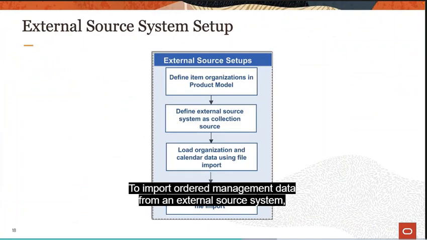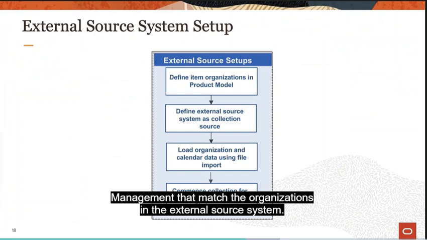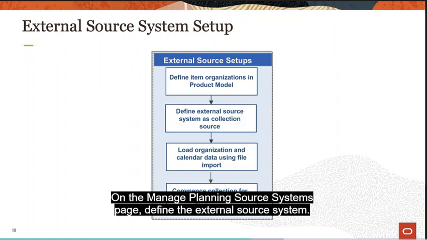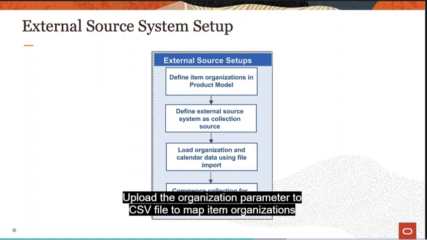To import order management data from an external source system, follow these steps. Set up item organization and product information management that match the organizations in the external source system. This step applies only if you're using Oracle Fusion Cloud appropriate calendars. You can often do this together with a calendar upload in step 3. Start collecting the order management data you need by uploading the required CSV files.